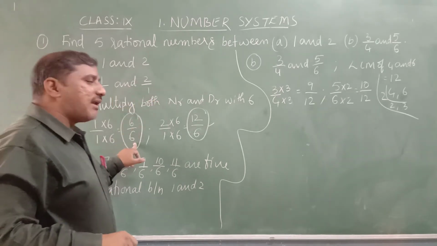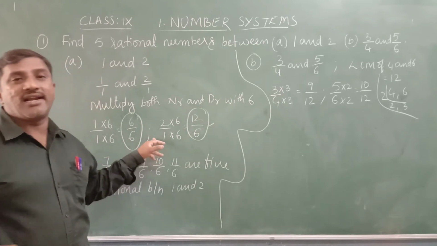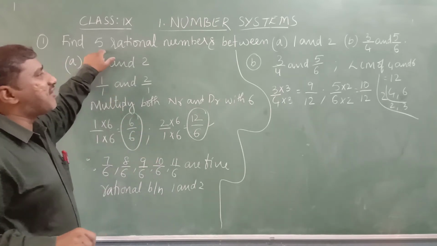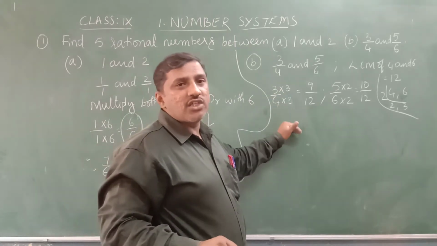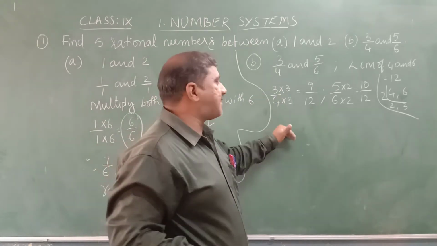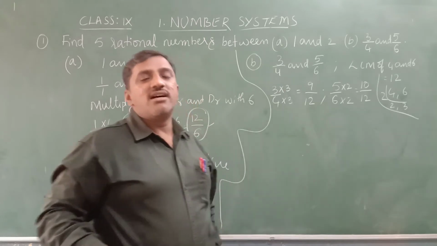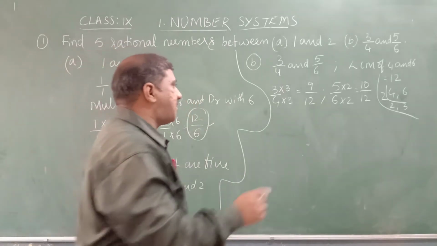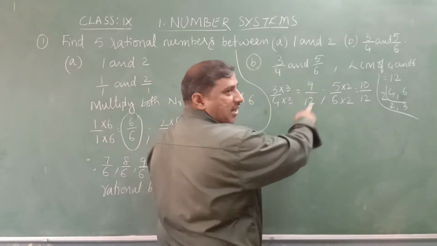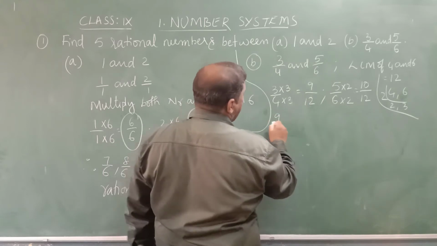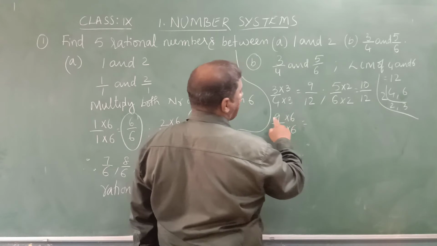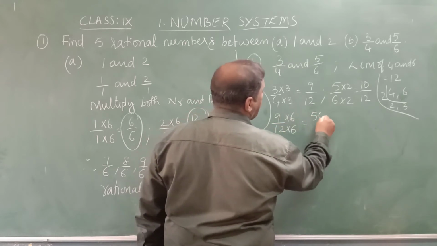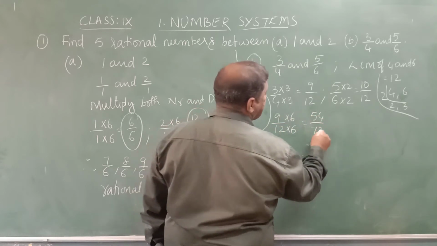Then we multiply both numerator and denominator by 6, because we require 5 rational numbers. So here also you multiply with 6, so that we can find the required number of rational numbers. Multiply both numerator and denominator with 6. That is, 9 by 12 is multiplied with 6. So we get 9 sixes are 54 by 12 sixes are 72.